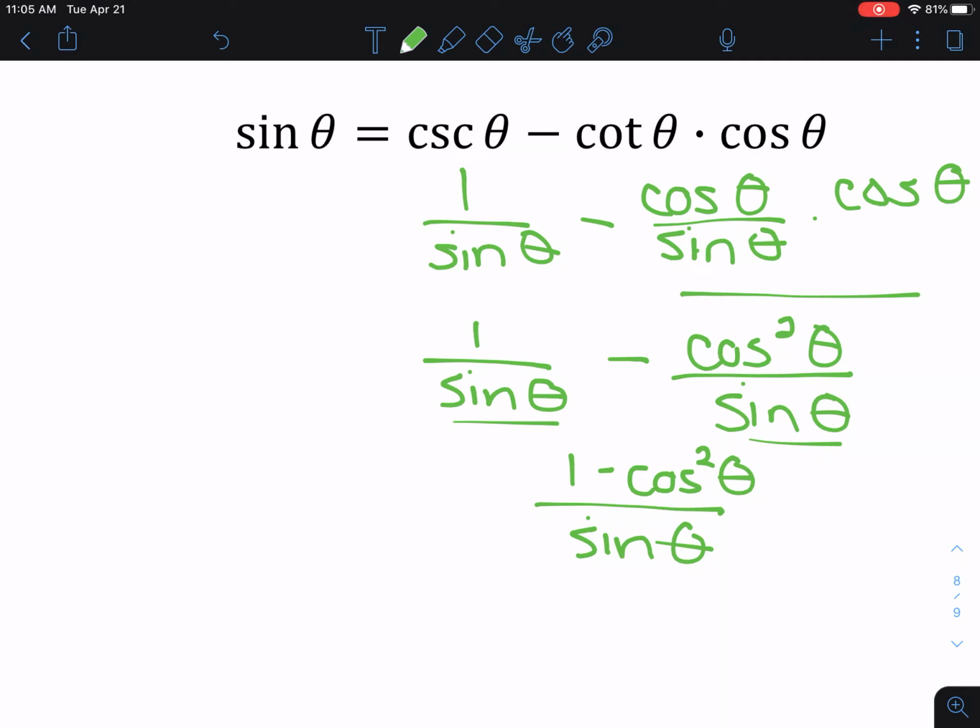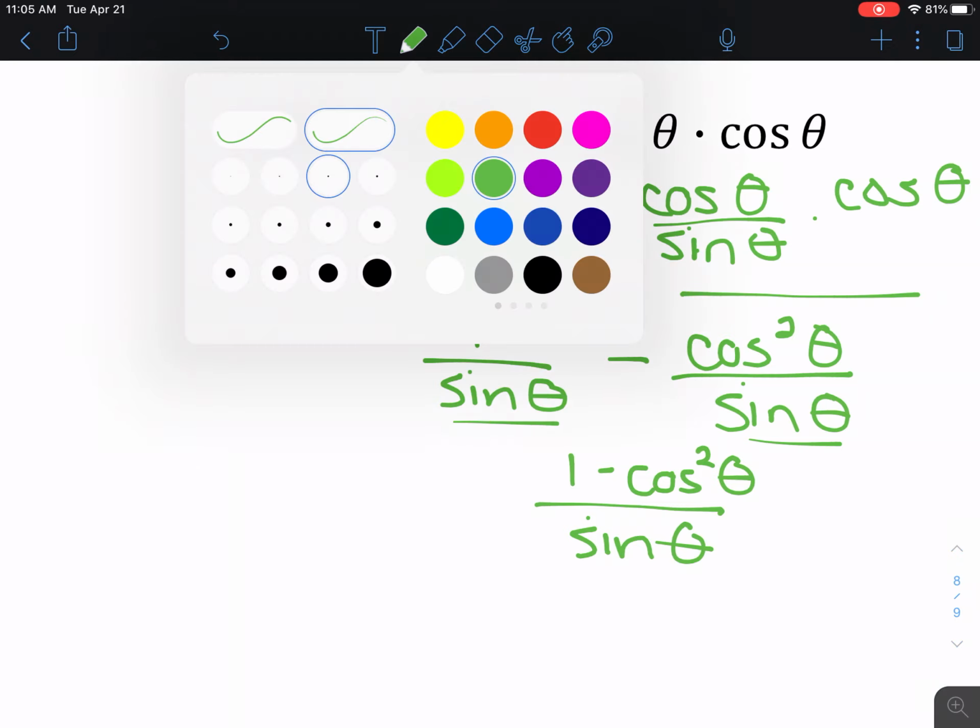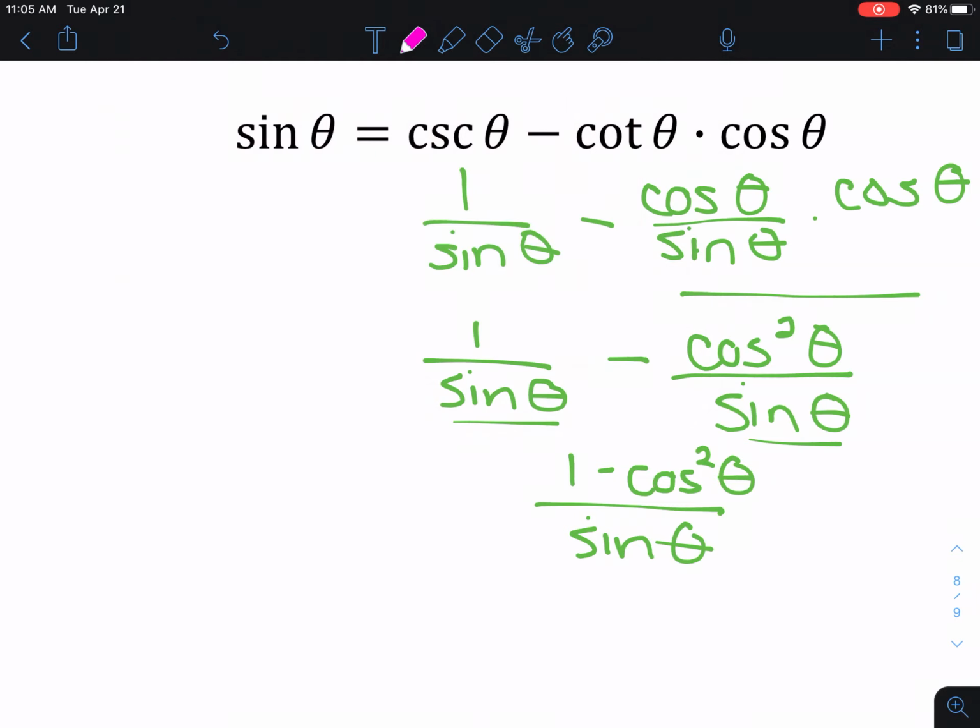Okay, so now I've got to do some navigating a little bit. I do know that if I look at my trig functions or my Pythagorean identities, I'm going to write this in a different color over here. I know that cosine squared theta plus sine squared theta is equal to 1.